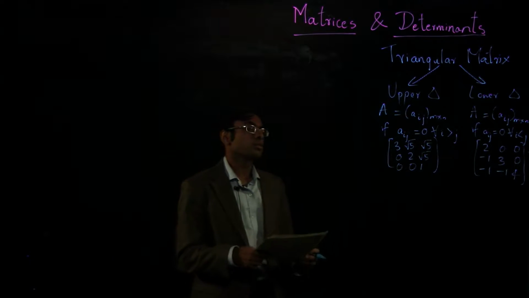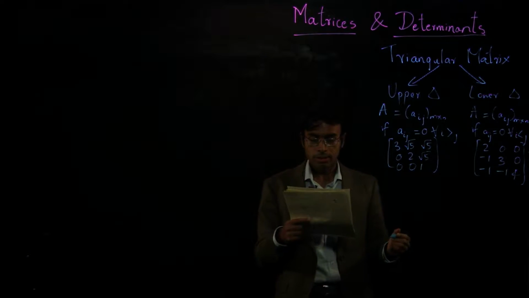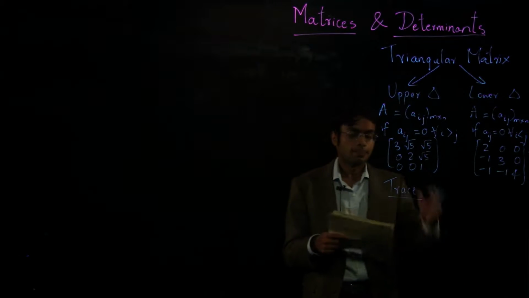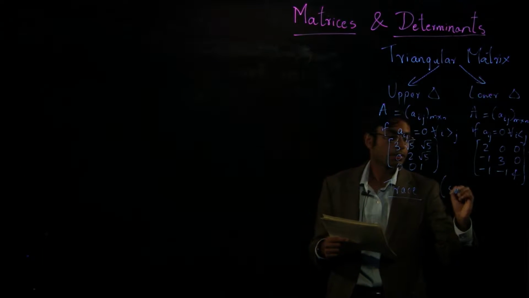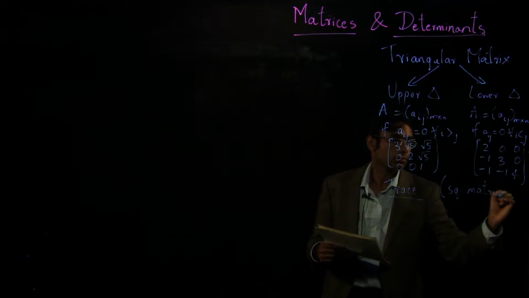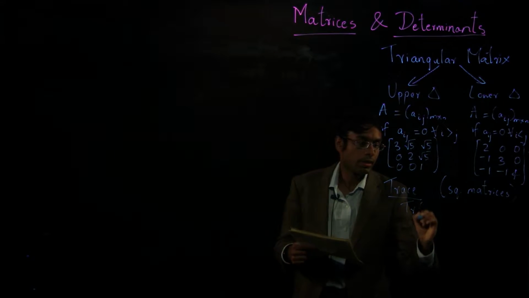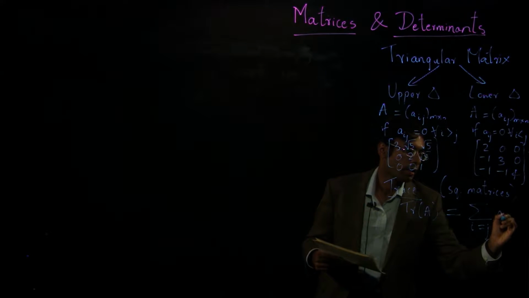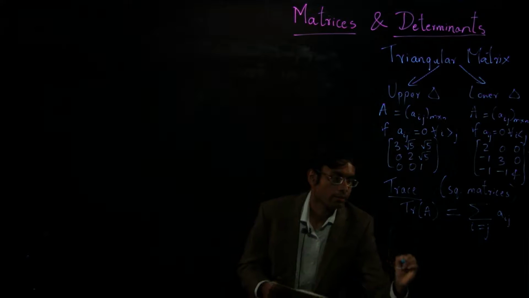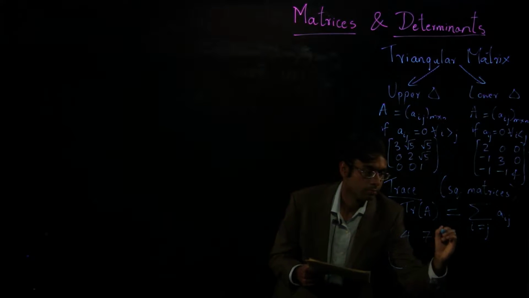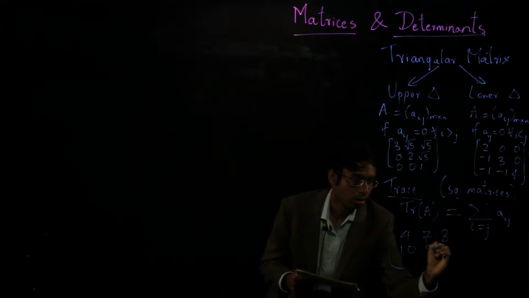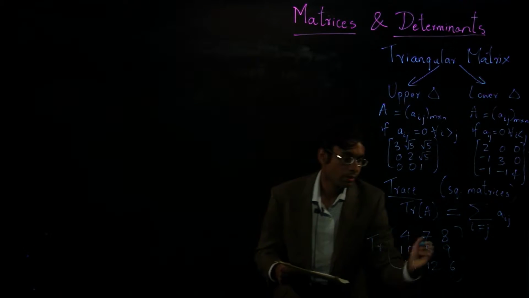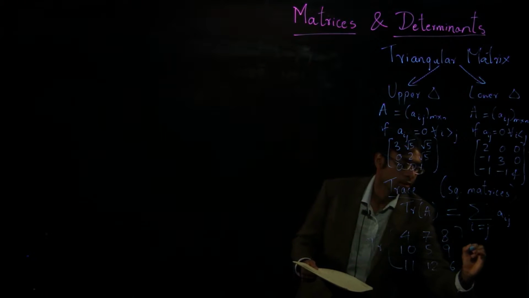Okay, then there's one more definition called the trace of a matrix. The trace of a matrix is defined as the sum of all the diagonal elements of the matrix, and this again works only for square matrices. So trace of A is defined as the sum of all the diagonal elements, i equals j, Aij. So for example, if you have a matrix like this, the trace of this matrix is simply the addition of 4 plus 5 plus 6, that is 15.